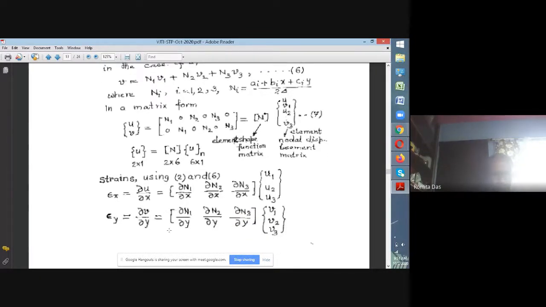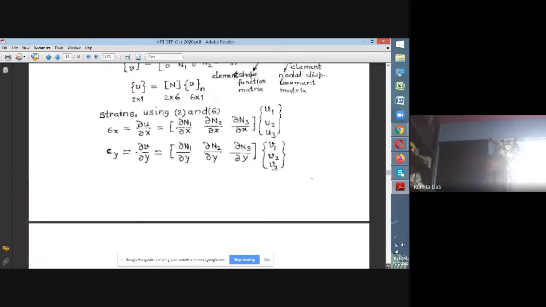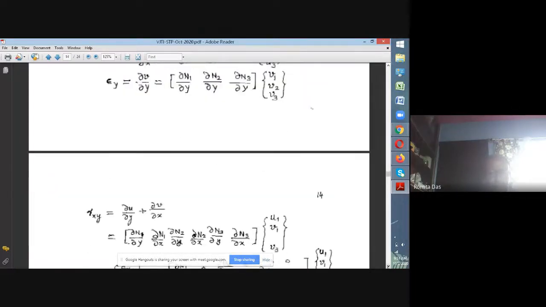And now we can easily get the strains at the point under consideration, which is given here. Epsilon x is delta U by delta x, and it is actually nothing but the derivative of the three shape functions with respect to x multiplied by the three displacements U1, U2, U3. Similarly, epsilon y is nothing but the derivatives of the three shape functions with respect to y multiplied by the displacements V1, V2, V3. So finally, you see the strains at any point within the element are given in terms of the nodal displacements of the three corner nodes.